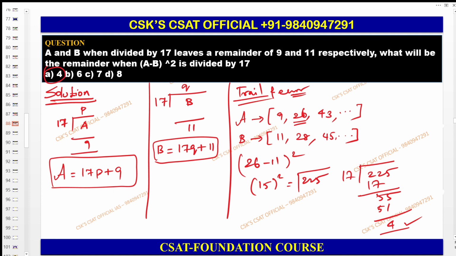Some cases, trial and error method will help you. Now listen carefully. I have picked 26 and 11. You can pick any number. 43 minus 11 also you can pick. You can pick anything else also. Then easily you can calculate. In all the cases, surely you will get the remainder as 4. Clear?